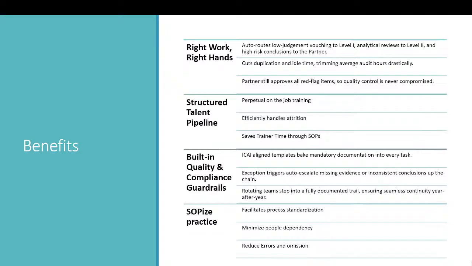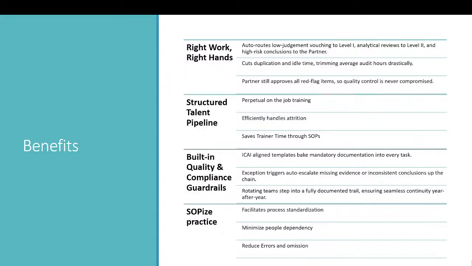Imparting training is a very painful process, because the trainers, who are the senior staff members, are always busy. So this can efficiently handle the attrition, save trainer time through SOPs, and build in quality. You just create these SOPs so none of these things get missed. All these tasks and checklist checkpoints are in compliance with ICA guidance notes and so on. So all these things can be ensured in a way that regulatory compliance is inbuilt. So the idea is to SOPize the audit practice entirely.